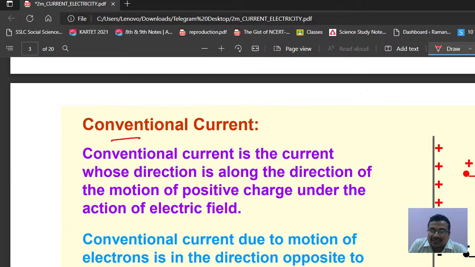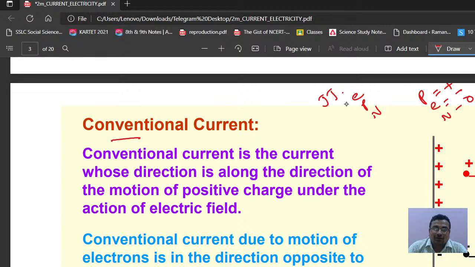So current means charge. So who is moving? Suppose we are discussing the atom: at the center is the nucleus in which proton and neutron are there, and in an orbit, electrons revolve. So my dear friends, proton is positive charge, electron is negative charge, and neutron is neutral. J.J. Thomson discovered the electron, Rutherford discovered the proton, James Chadwick discovered the neutron.